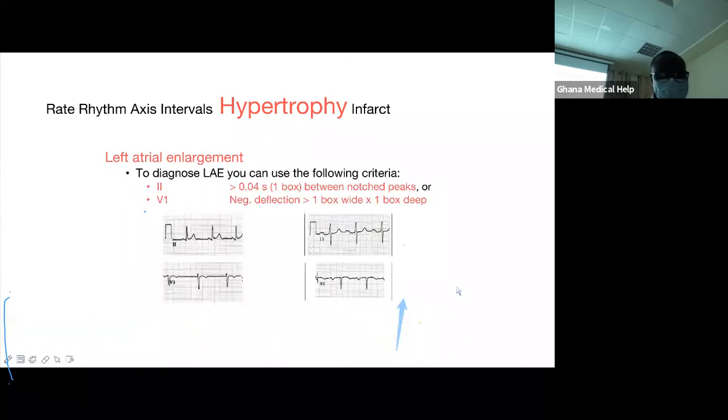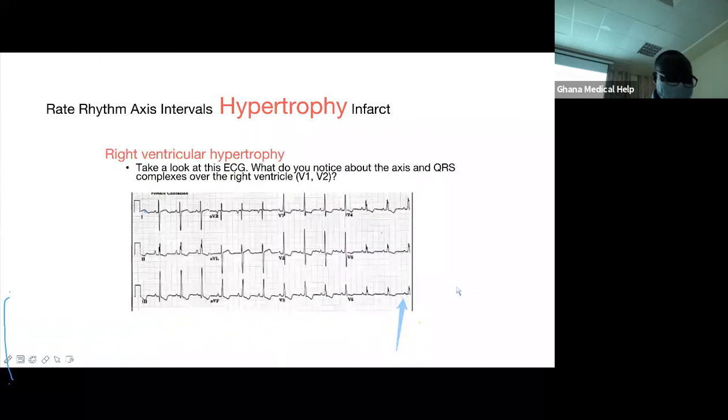Okay, so again, if you look at lead 2, if you have more than one box between the notch peaks, or the negative deflection is more than a box deep and a box wide, then you go ahead to diagnose left atrial enlargement. Okay, now that we are done with left atrial enlargement and right atrial enlargement, let's go down to the ventricles, the ventricular hypertrophies. The first one is right ventricular hypertrophy.